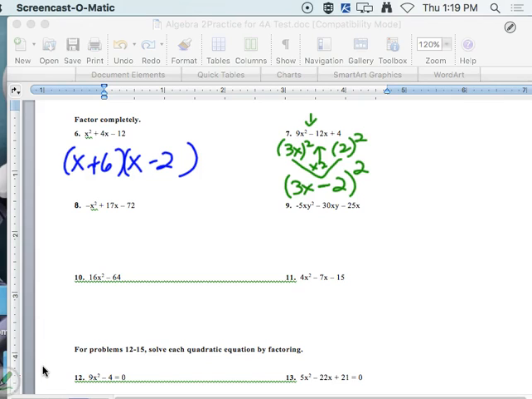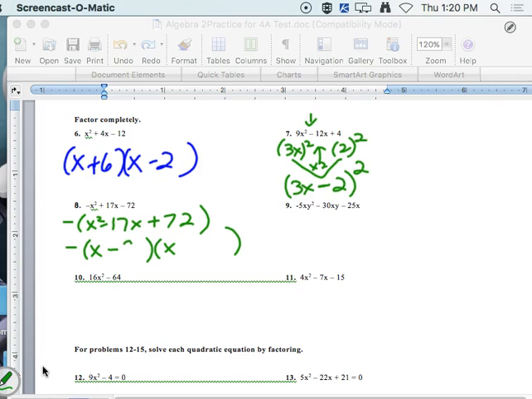And number 8, we cannot have a negative for the first term. So we're going to go ahead and factor out a negative 1, and that, of course, is going to change all of the signs that are behind it. And then what we do is think, well, a perfect square trinomial, x squared in the front is good, 72 in the back is not. So this might be some good old-fashioned factoring. And we're looking for two numbers that multiply to positive 72 and add to negative 17. And that would be negative 9 and negative 8.